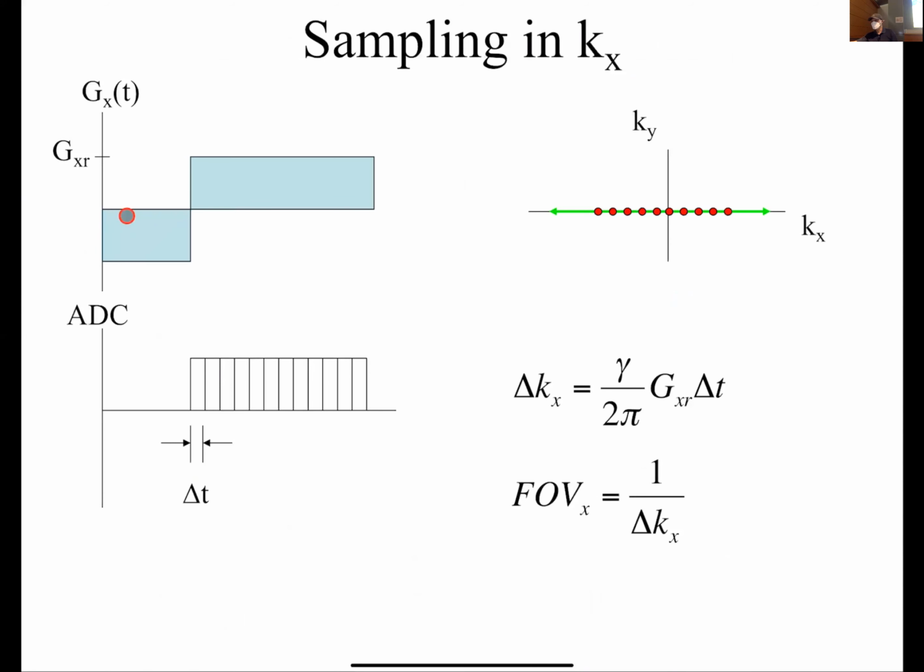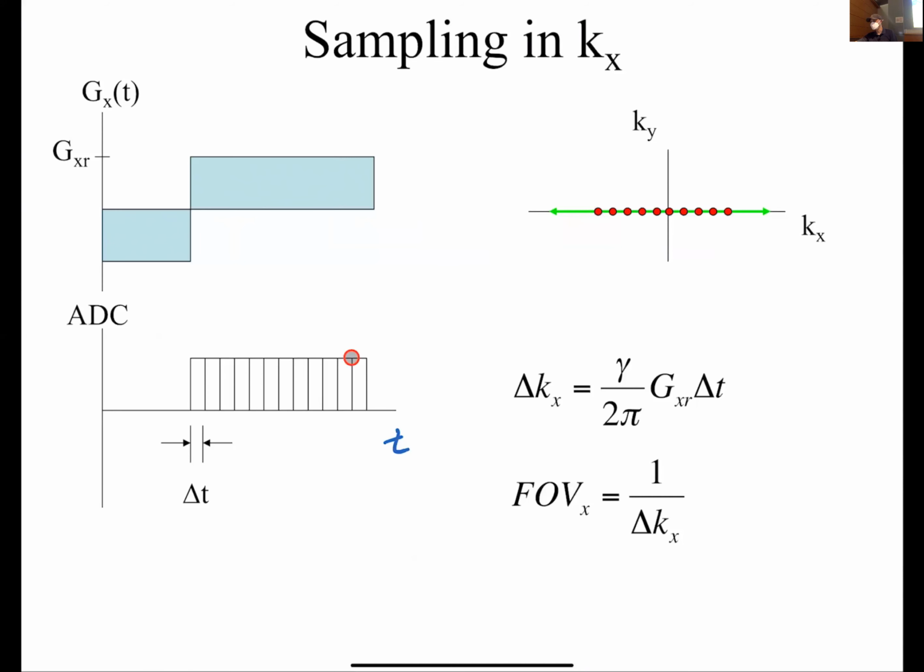Now that happens as a function of time, right? This axis here is time, and this is the ADC playing out. As this is happening, we're only sampling when it's crossing k space, so we're acquiring samples in k space. The question is, how far do we move in k space in each delta t? Because that's going to give us our delta kx.